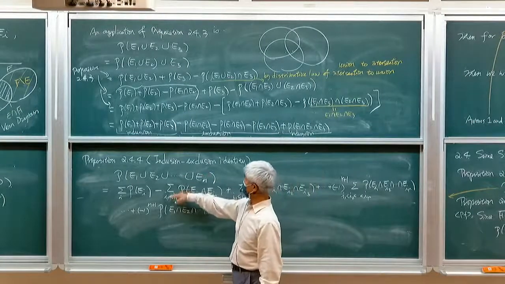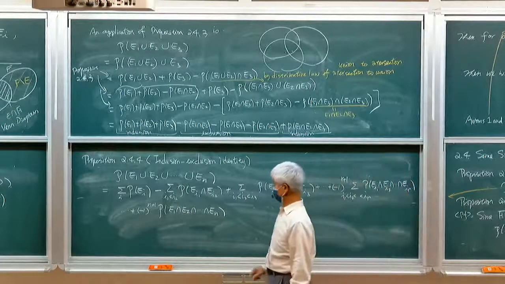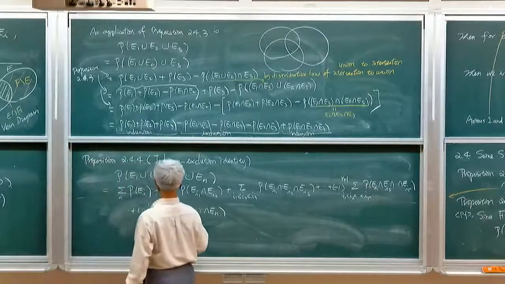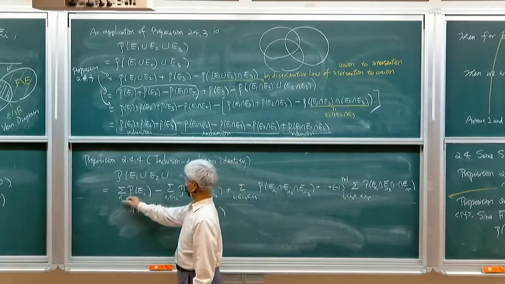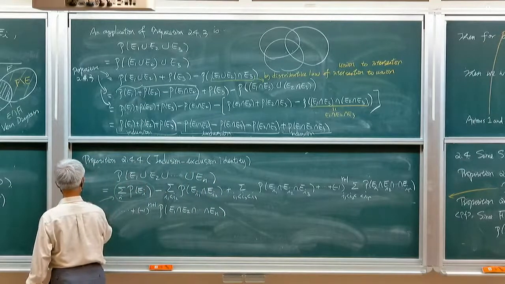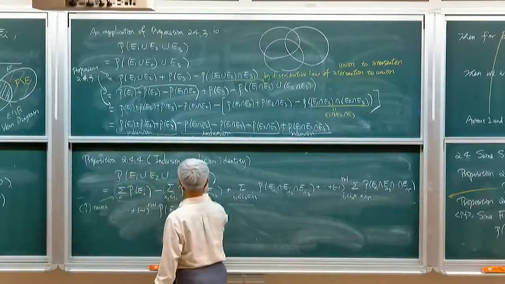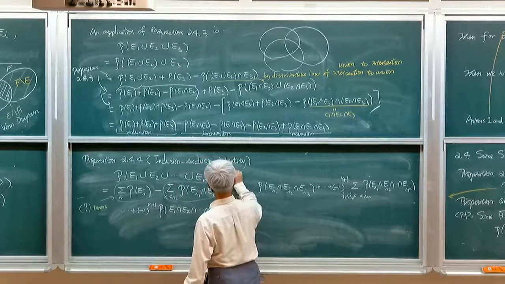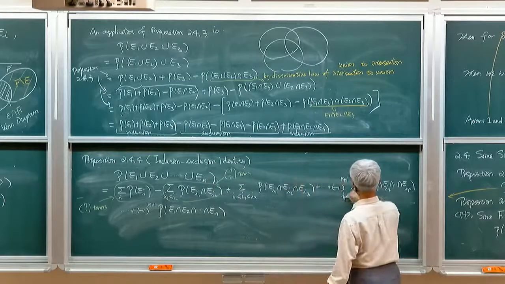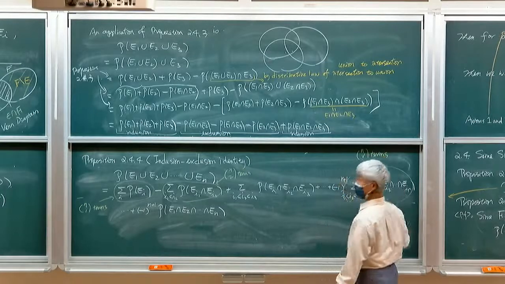All right, so this formula is called the inclusion exclusion identity. And so we can see how many terms we have here. In here, there are n choose 1 terms. In here, we have n choose 2 terms. In here, we have n choose r terms.